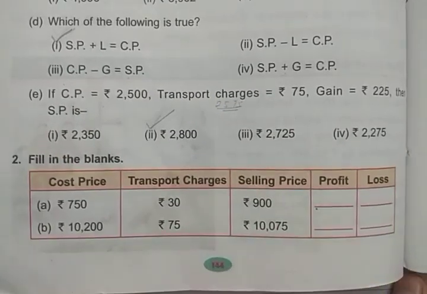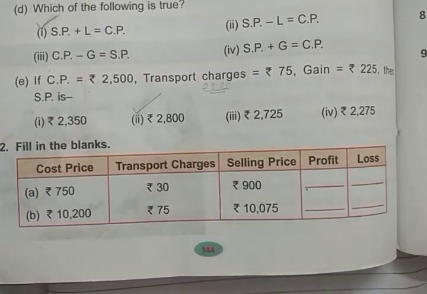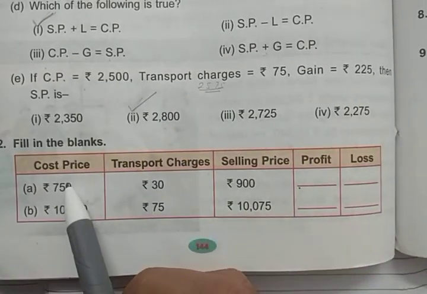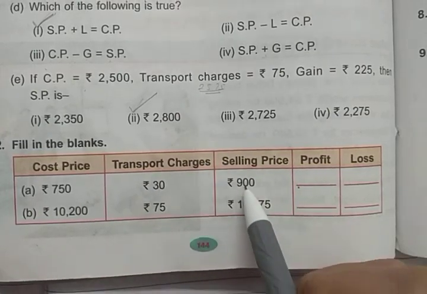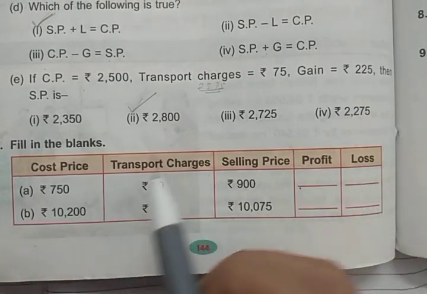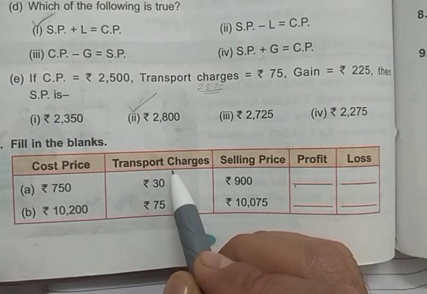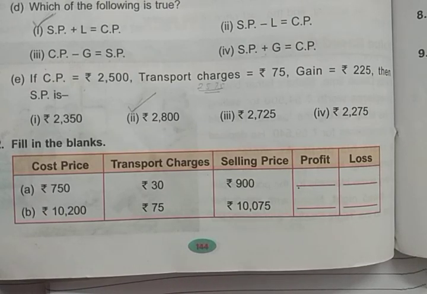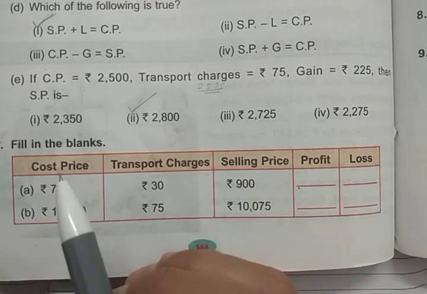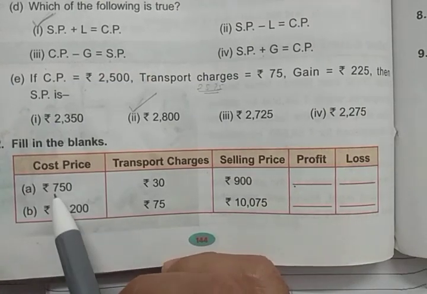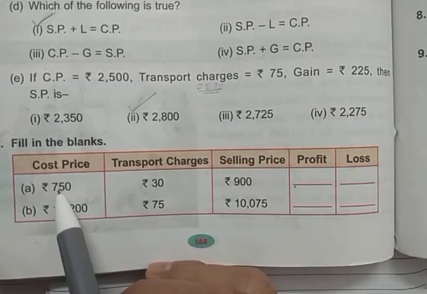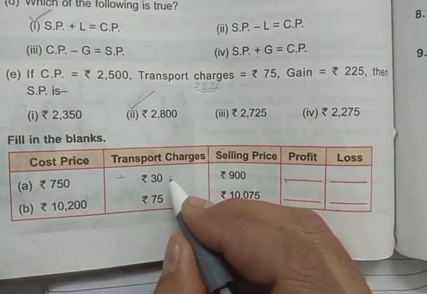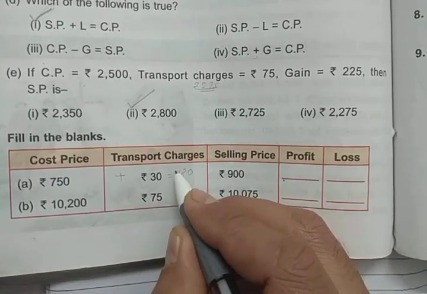Now the next question, fill in the blanks. Here again, this is a question of this type. Here the cost price is given, transport charges are given, and selling price is given. You have to find out the profit or loss. So first of all, you have to find out the actual cost price. For that you have to add the cost price and transport charges. So it is 700, it becomes 780. We will add this, it becomes 780 rupees, right?